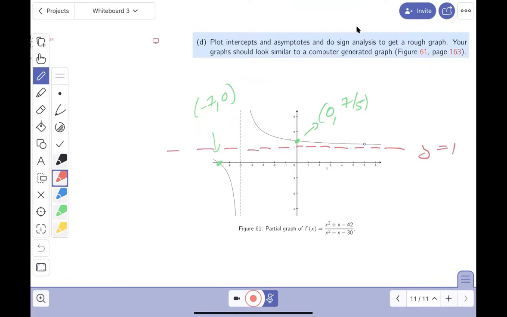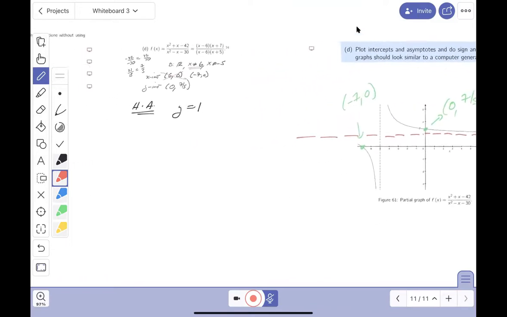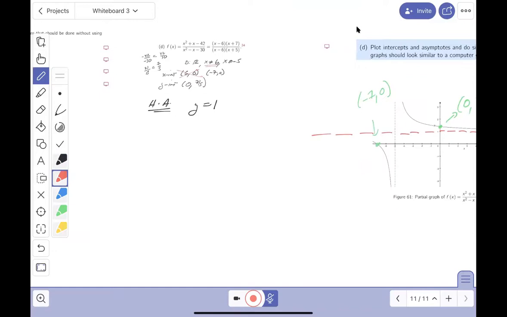And again, if students need extra help with that, you come by and stop. We'll talk about that in stages too. What else would I probably do? I'd probably do a vertical asymptote.